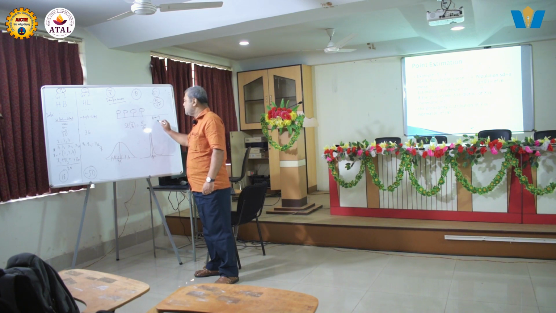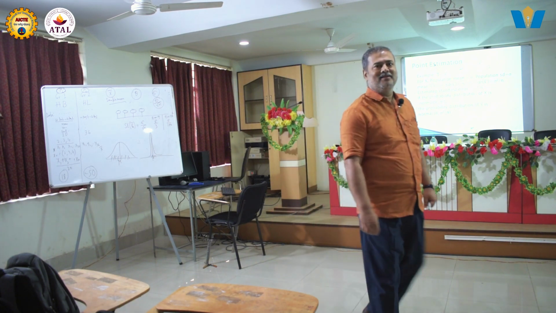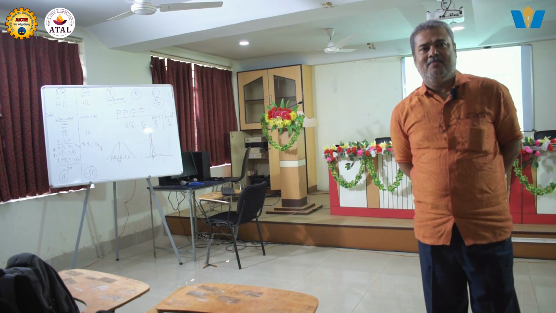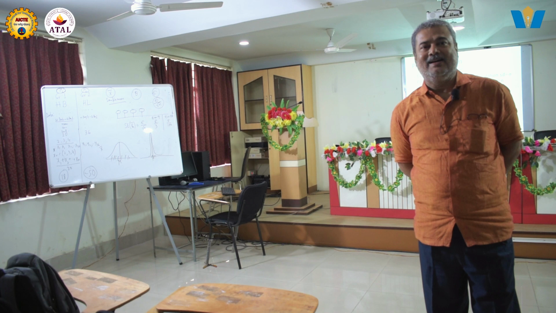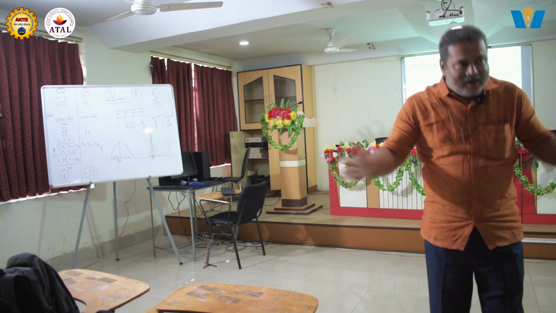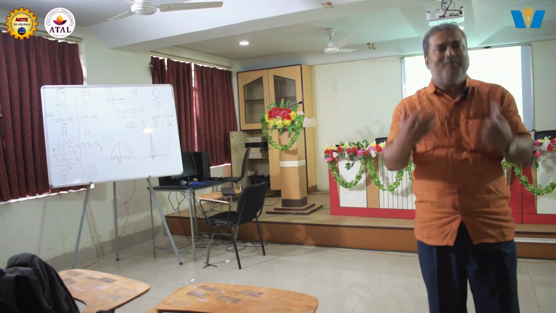If n is 9, then it is sigma by 3. If n is 100, then it is sigma by 10. So which one is less? The second one. Now, what is the meaning of this? The higher the sample size n, the standard error will start reducing. And that means you have more and more information from the data.